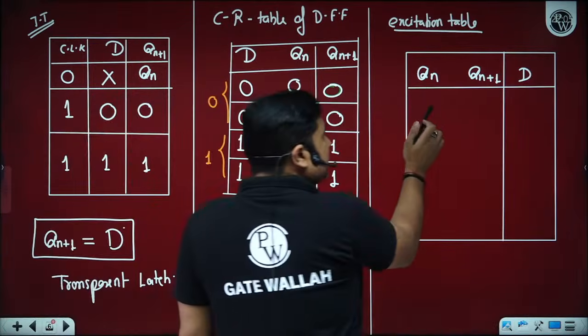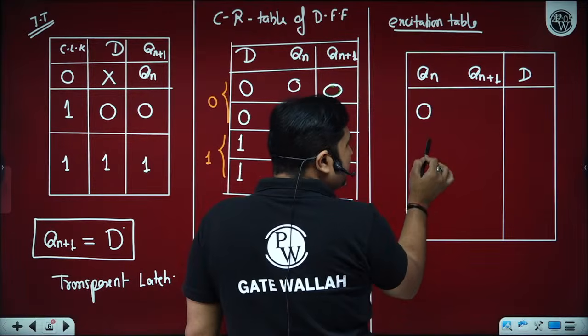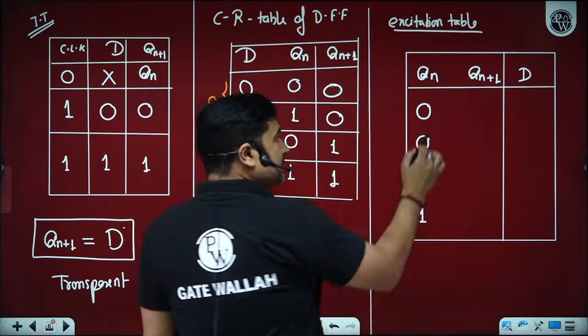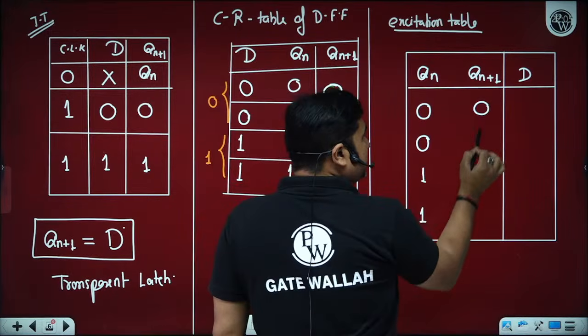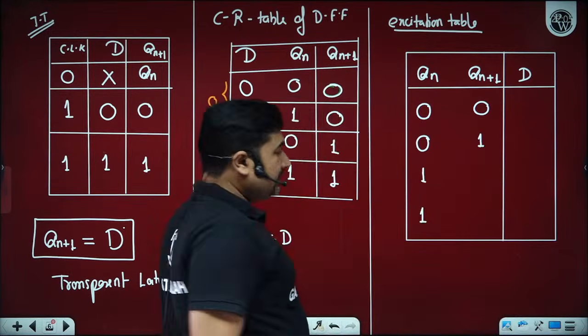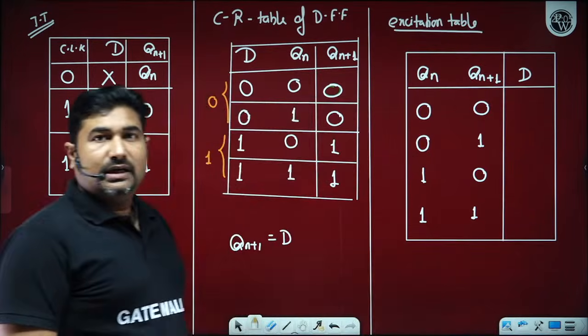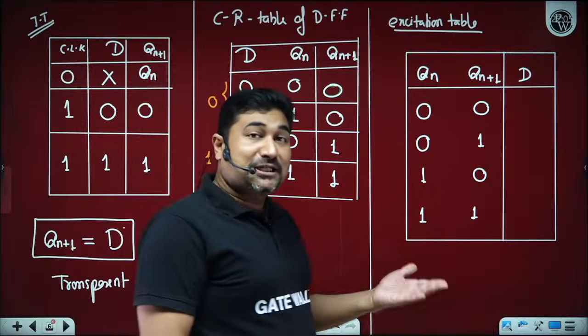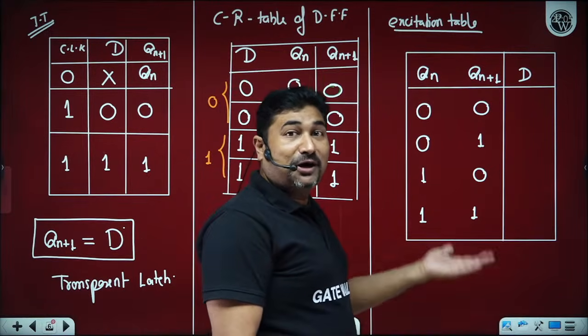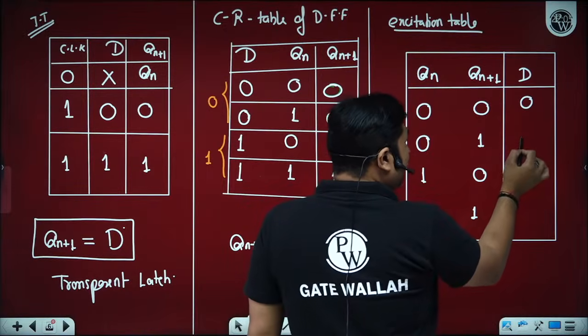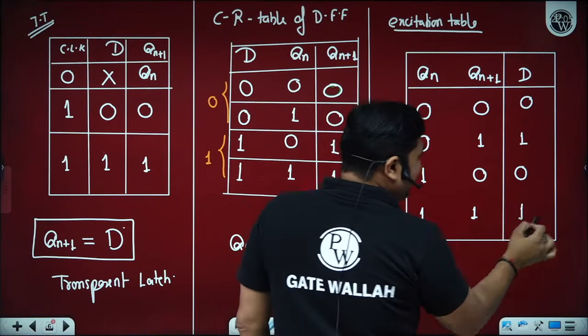So the present state may be 0 or 1. Present state 0, the next desired state may be 0 or 1. Present state 1, the next desired state may be 0 or 1. Now, since the D flip-flop is a transparent latch, whatever you want at Qn plus 1, you just need to put the same onto the D. Is it okay? Yes, sir.